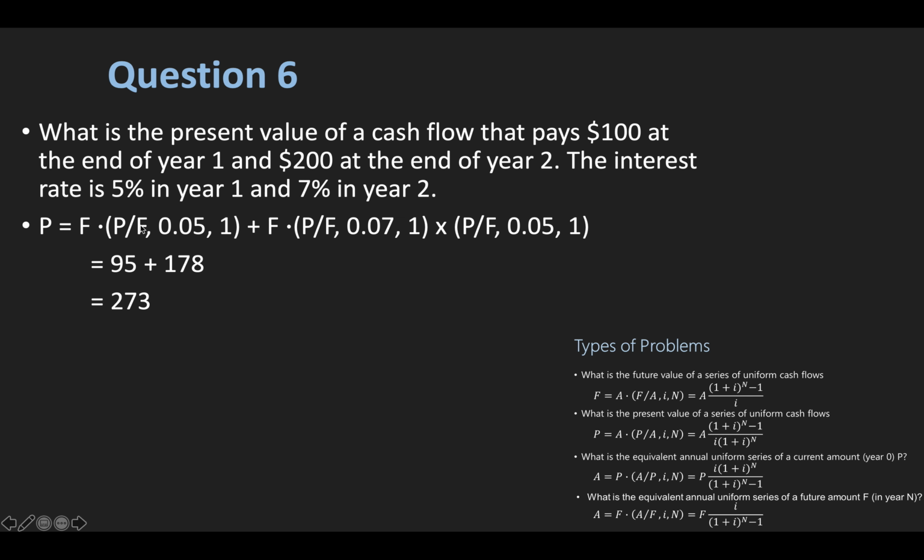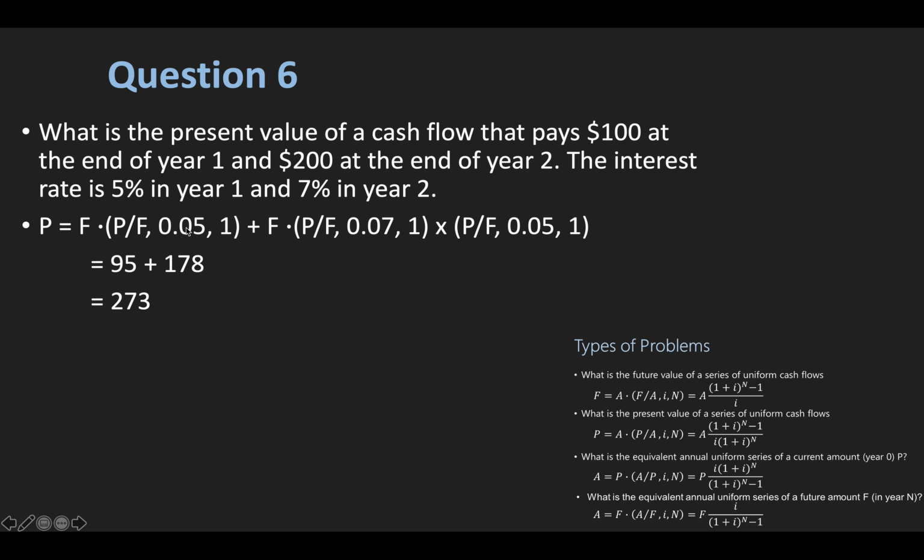So for the first one, we have year 1, $100, right? Year 1, we have $100. The interest rate for this year is 5%, and there's only 1 year period, right? So we convert that back. The present value is 100, do the calculation, basically divide by 1.05, and we get $95, right?